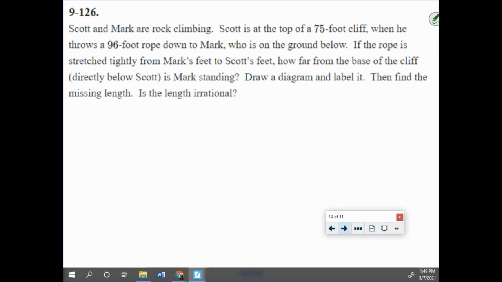If the rope is stretched tightly from Mark's feet to Scott's feet, how far from the base of the cliff, directly below Scott, is Mark standing? Draw a diagram and label it, then find the missing length. Is the length irrational?